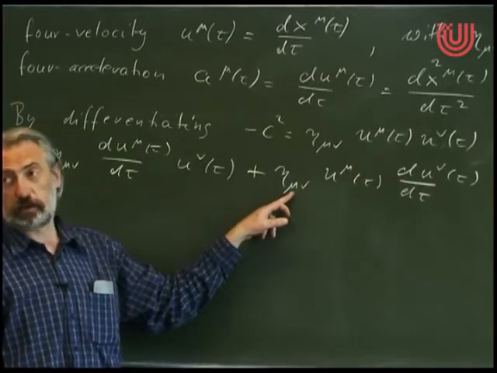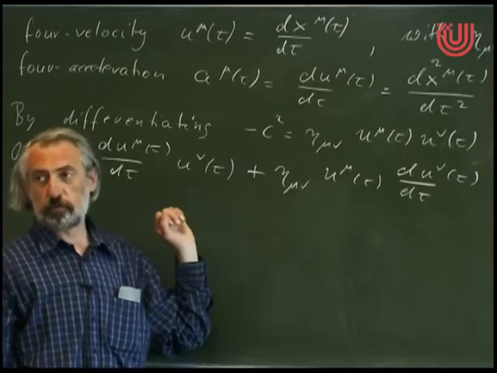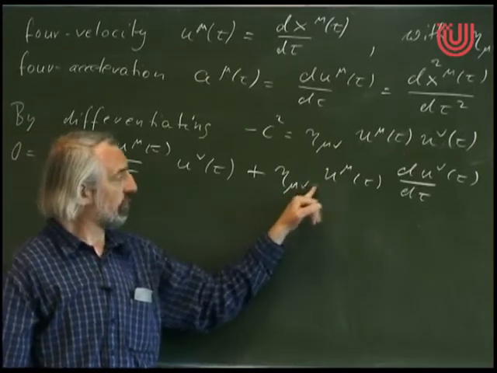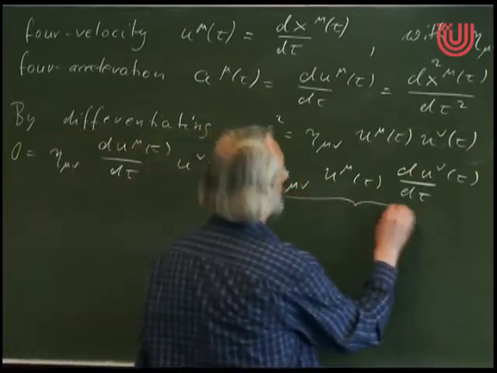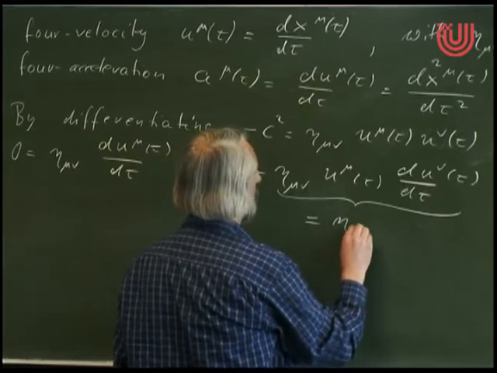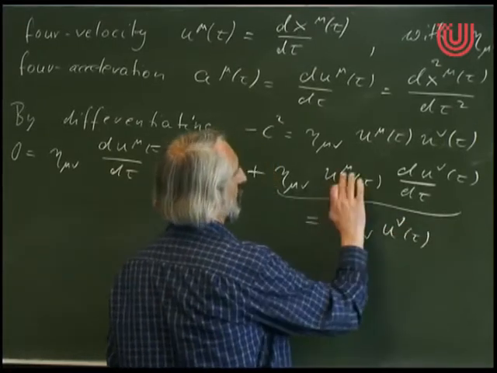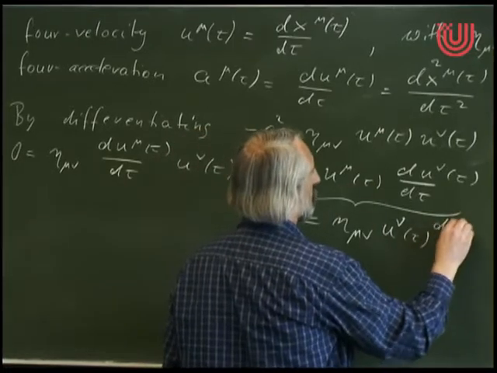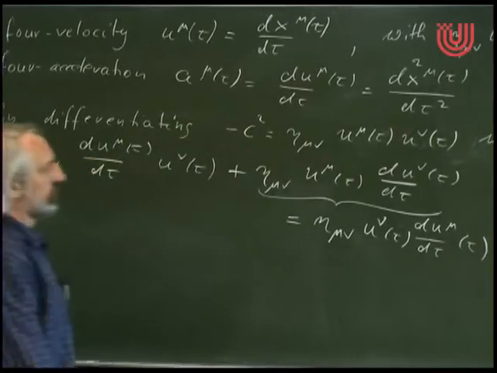So I can give any name to the summation index. In particular, I can interchange the name for mu and nu. I can call this summation index mu and the other one nu. And then I see that this is precisely the same as u nu of tau. I just interchange the names of the indices. It's exactly the same thing.